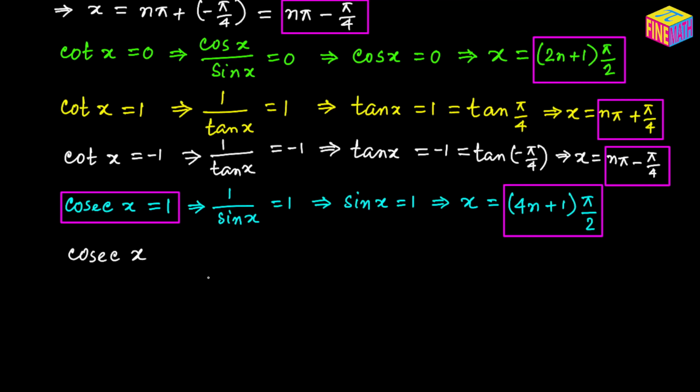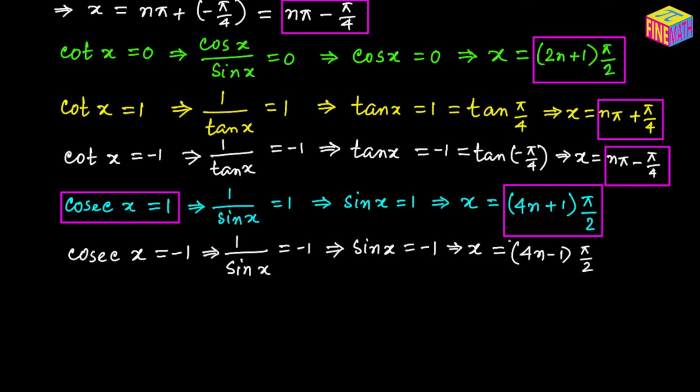Next, let's talk about cosecant of x equals -1. From here can we write it as 1 over sine of x equals -1, and now you can clearly see that this is sine of x equals -1, so the general solution will be exactly the same as the solution of sine of x equals -1. So what was the solution there? When sine of x is equal to -1, then x would be equal to (4n minus 1) times pi over 2, and that is the general solution of cosecant of x equals -1, which is exactly the same as sine of x equals -1. They both have the same general solution.